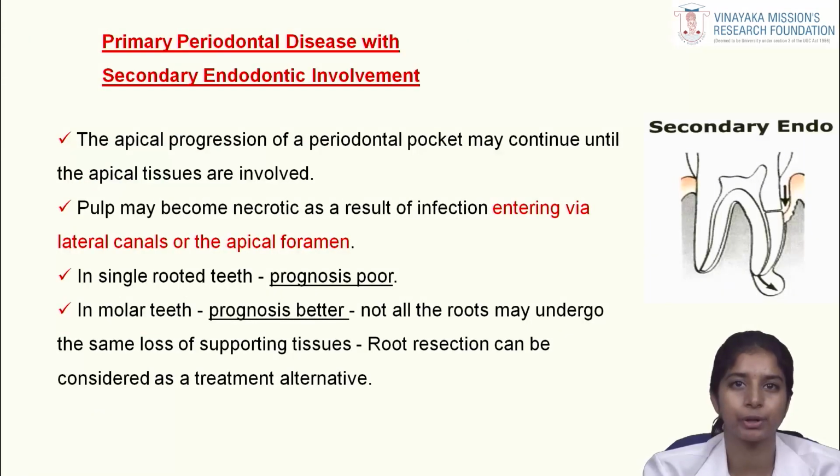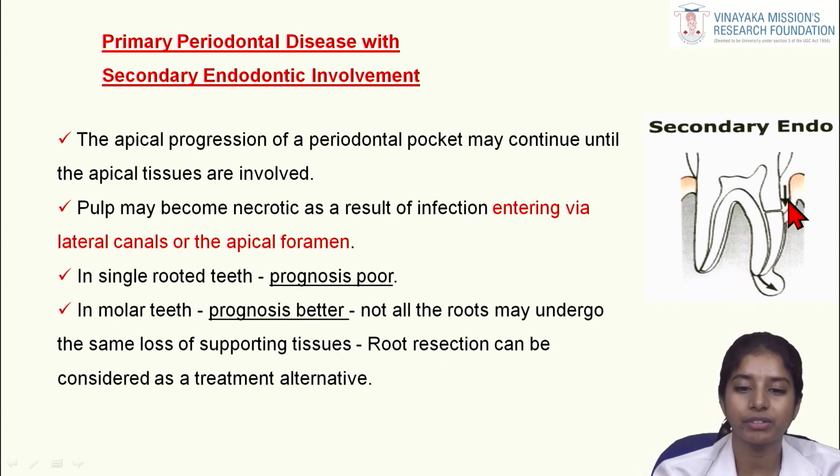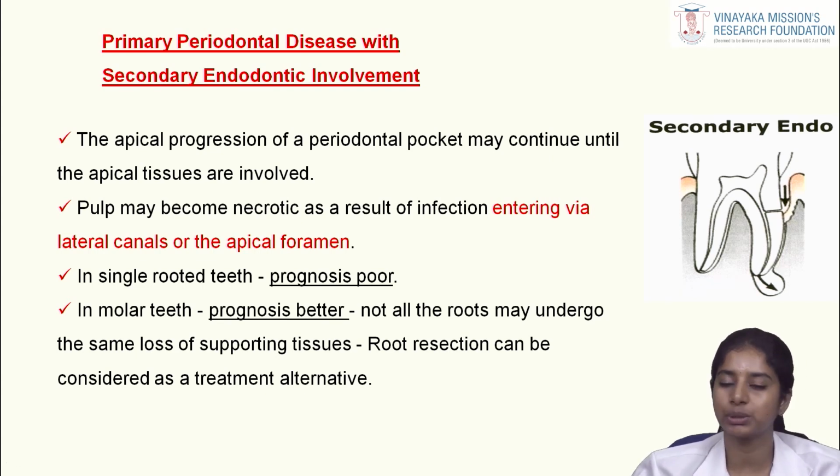Then we have primary periodontal disease with secondary endodontic involvement. The apical progression of a periodontal pocket may continue until the apical tissues are involved, and then the pulp becomes necrotic as a result of infection entering via the apical foramen or else the lateral canals. In single rooted teeth the prognosis is poor, but in multi-rooted teeth the prognosis is better, because not all the roots may undergo the same loss of supporting tissues, and root resection can be considered as a treatment alternative in case of multi-rooted teeth.